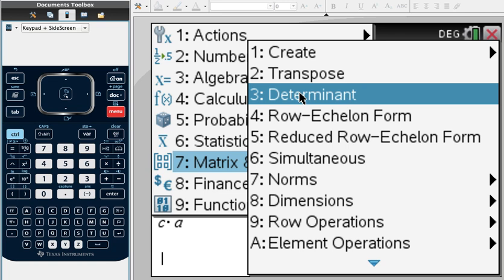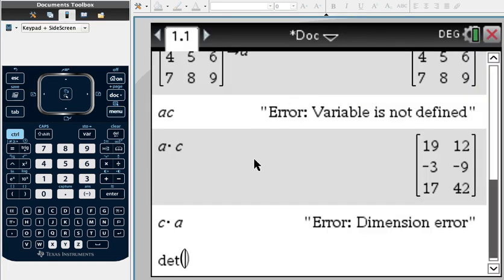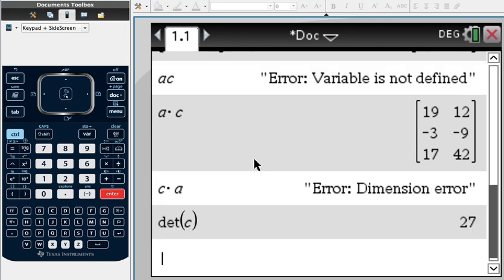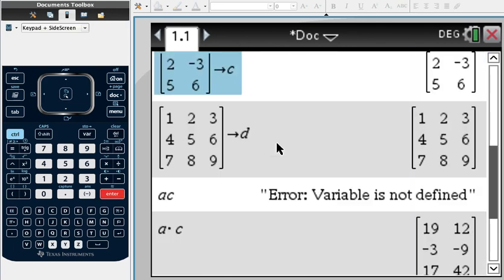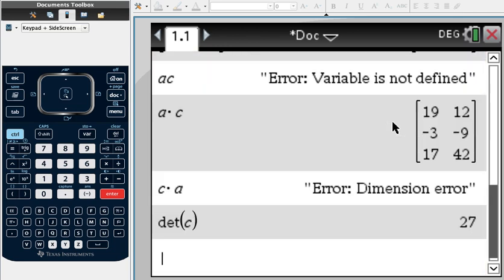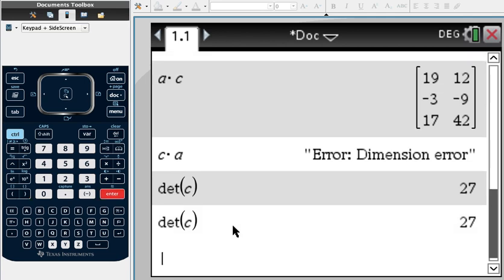So if we were trying to find the determinant, let's say of C, we can just put that in and C. And so the determinant of C is 27, and we probably could have looked at that by hand first here. So 12 minus a negative 15, so 12 plus 15 is 27. That actually works. I think you can just type it in using letters too, which for me is a little bit easier because I'm on a computer doing this, but that gives you the same thing.